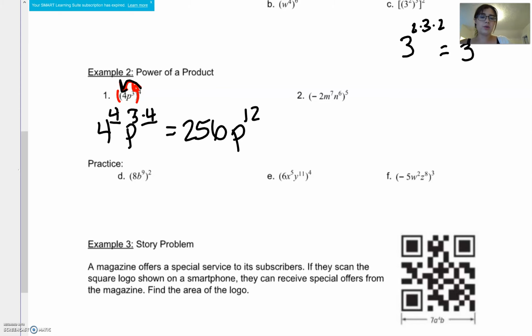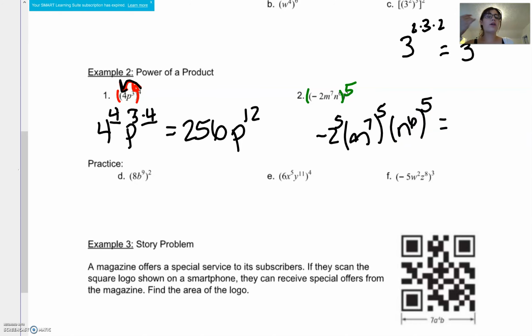Okay, so we have negative 2 m to the 7th n to the 6th all to the 5th power. So first we're going to start with the base negative 2. We're going to take that to the 5th power. That's going to be times m to the 7th, and now we have that to the 5th power. And we have n to the 6th and that to the 5th power. So I wrote it out so that we can look at it like this.